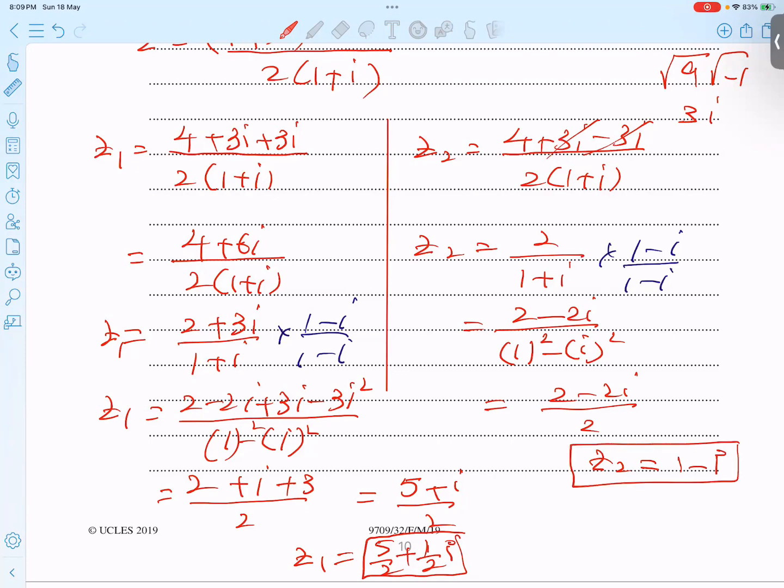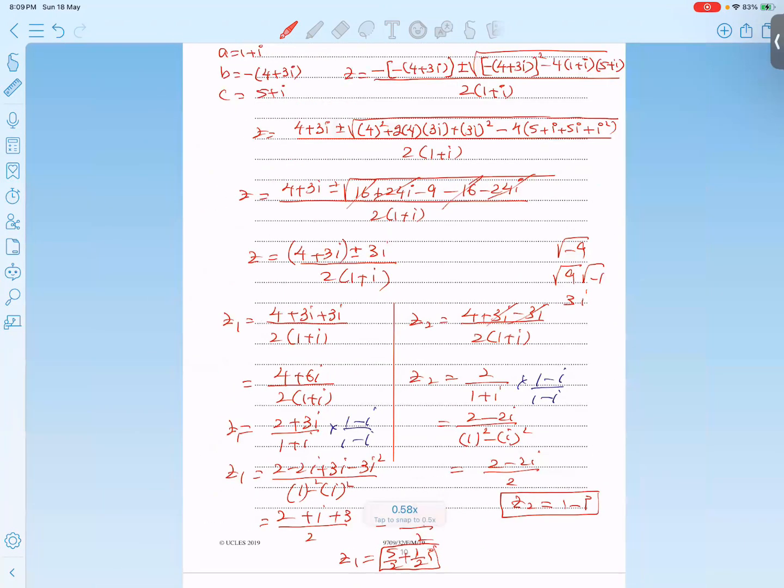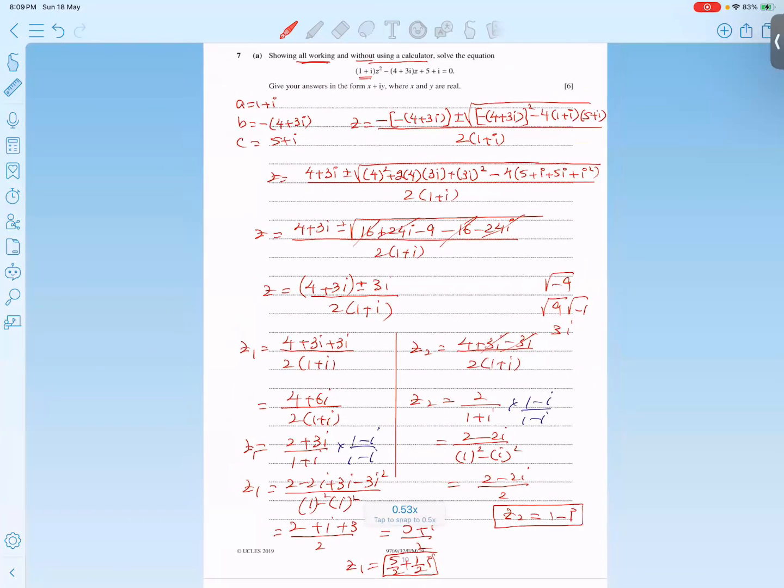I hope so. The concept of the question is completely over, but you have to be attentive because a small mistake will give you a wrong answer. So this part is completely over. Let's go for the next part of the same.